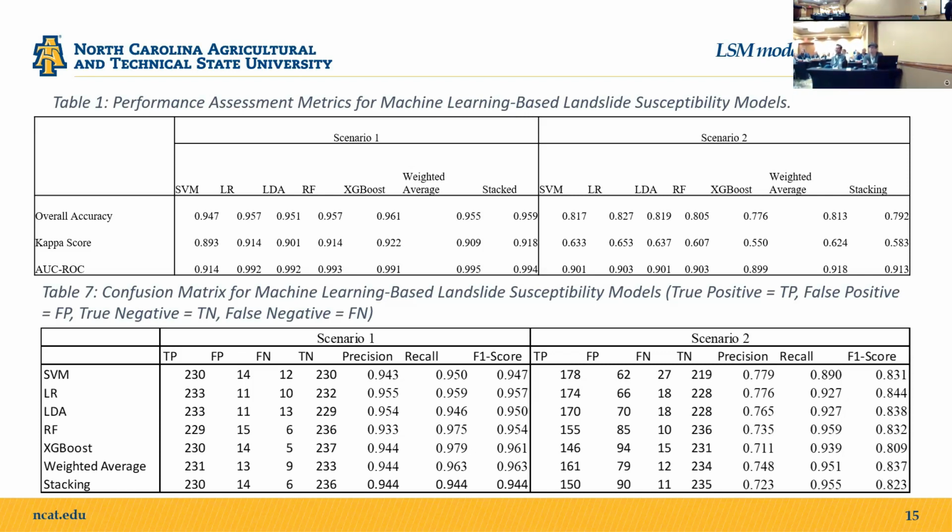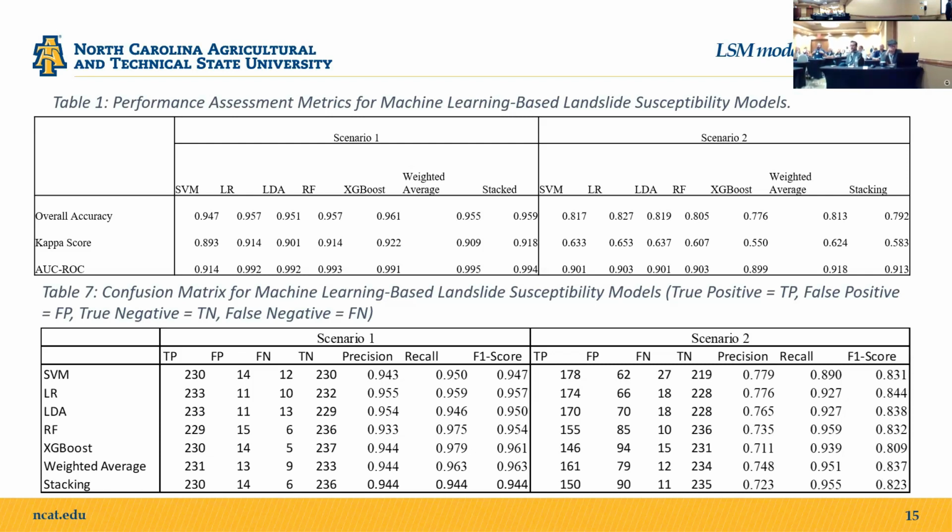So then we also have the confusion matrix. What the confusion matrix shows is that, out of the test data that we used, when we validate, how many of the landslides that were truly positive were classified as truly positive, how many were false positive, meaning they were negative but classified as positive. Then true negative, how many of them were actually negative and were also classified as negative.